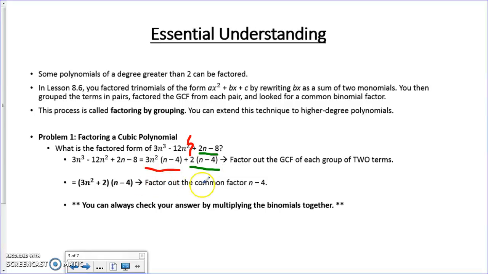The last step is to factor out the common factor, which is what they have in common, and here we have n minus 4 in common, so we factor that out, and we're left with 3n squared plus 2. That goes in the other parentheses. So our final answer is 3n squared plus 2 times n minus 4. And remember, you can always check your answer by multiplying the binomials together.